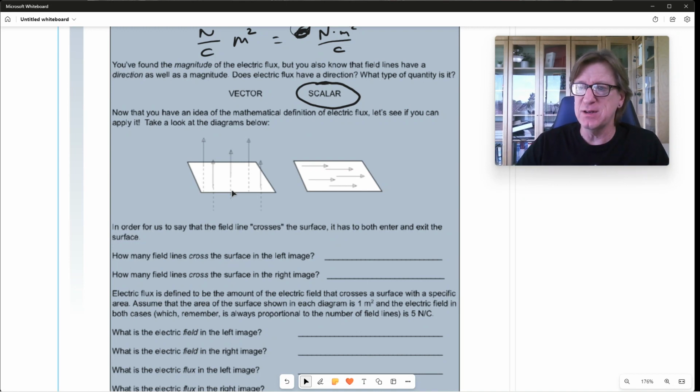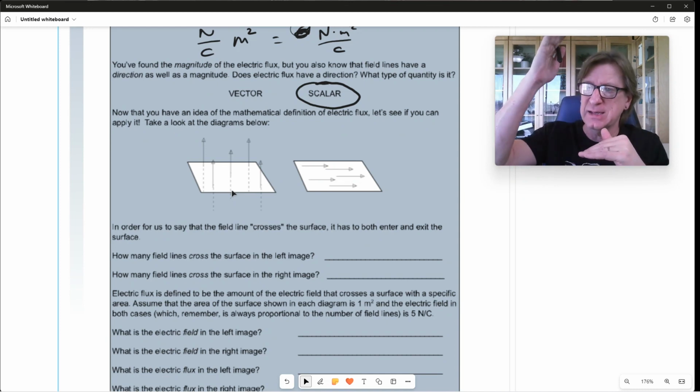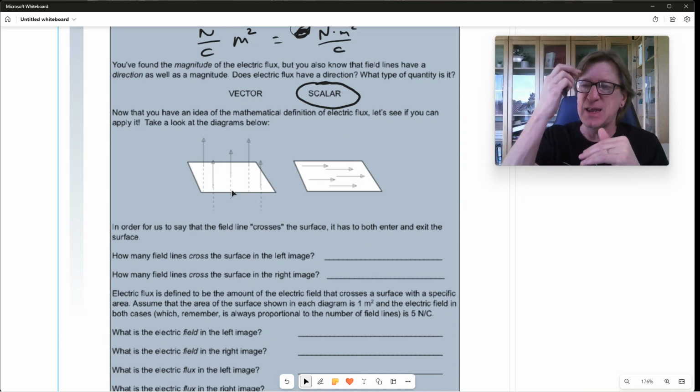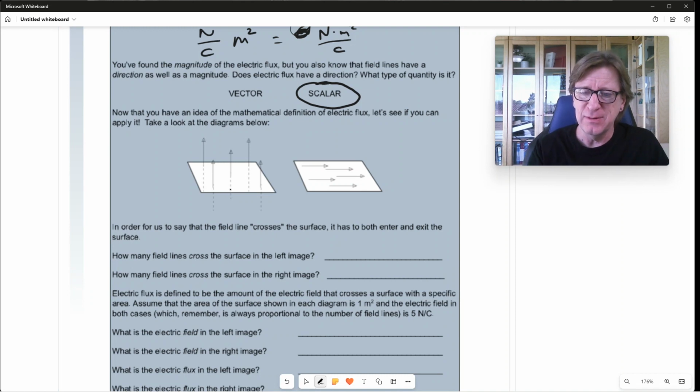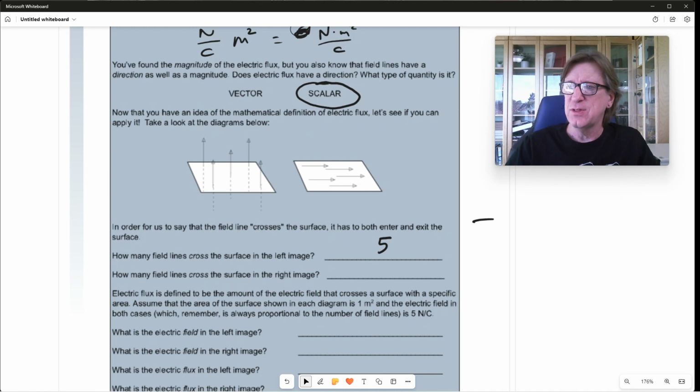Now, remember, we define it to be crossing if it enters and exits. So it has to both enter and exit to cross it. So stop and think about that. How many lines are crossing this surface here? Well, you just count them up, and there's 5, right? So there's going to be 5 field lines that are crossing.